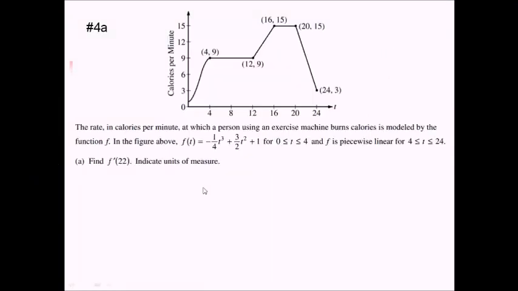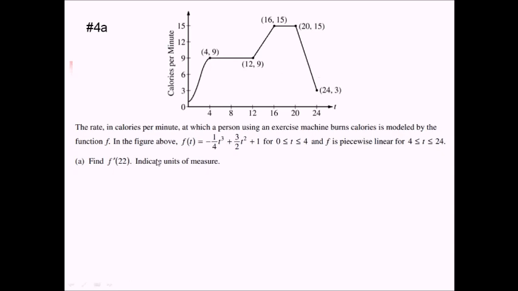For this problem, which is a no calculator problem, the rate in calories per minute at which a person using an exercise machine burns calories is modeled by the F function, which is shown above right here. Now this is kind of interesting because from 0 to 4, which we can see on this graph, it's kind of curvy. This polynomial is the actual function. Whereas from 4 to 24, the rest of this graph, this is a piecewise linear graph that we have to read things off of.